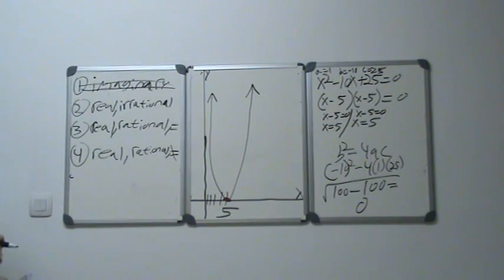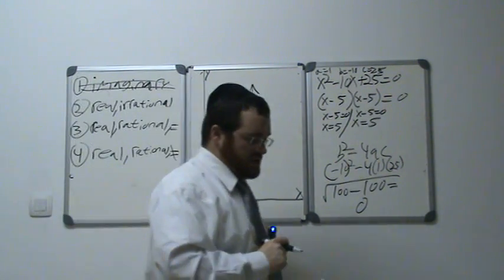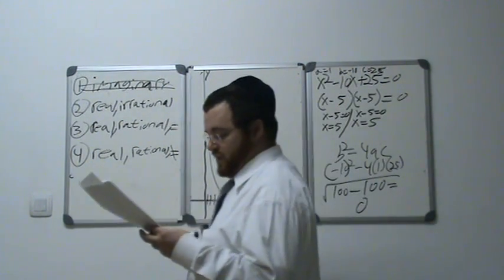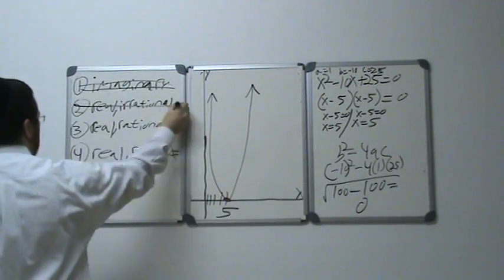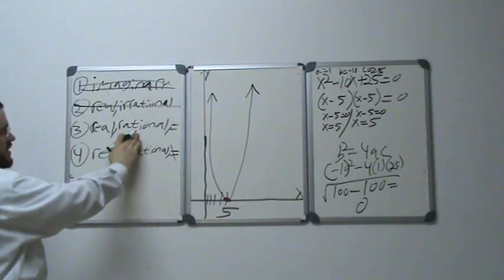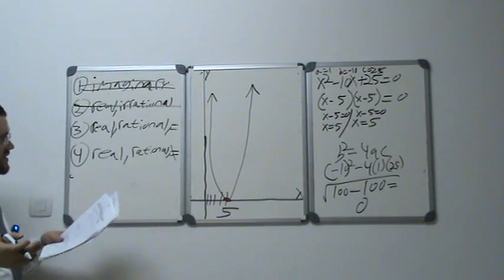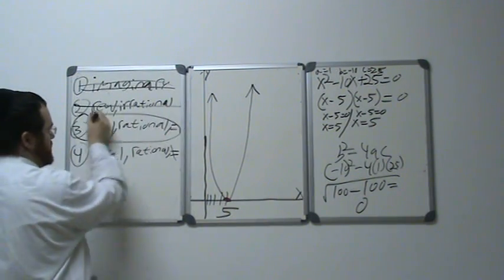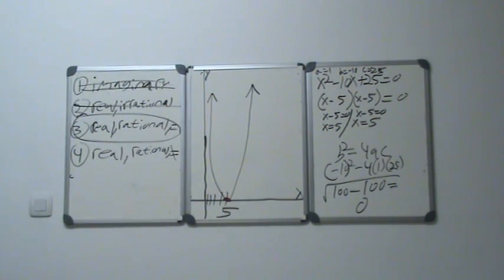Is it irrational? No, it's not irrational, because irrational numbers are numbers that don't come to an end. So answer 2 is also out. Now, we said it's real, it's rational, because it comes to an end, and also it is equal. So answer 3 is the correct answer. The answer to question 2 is answer 3.